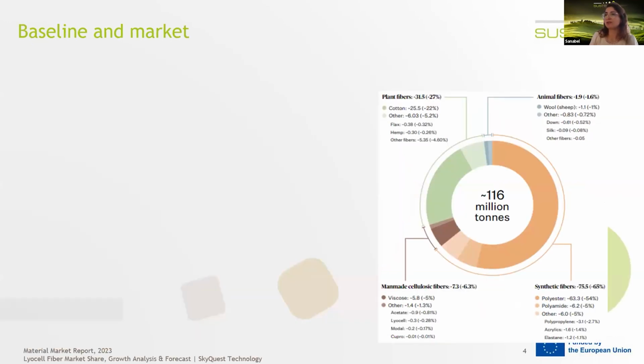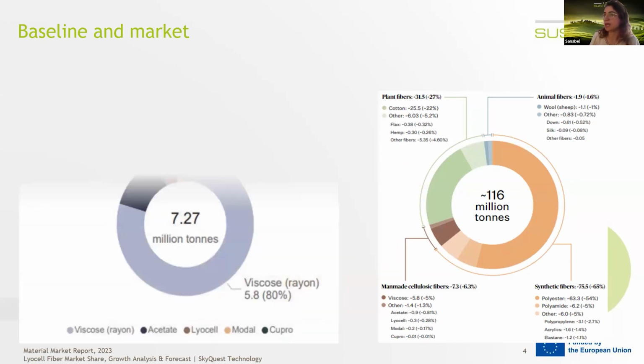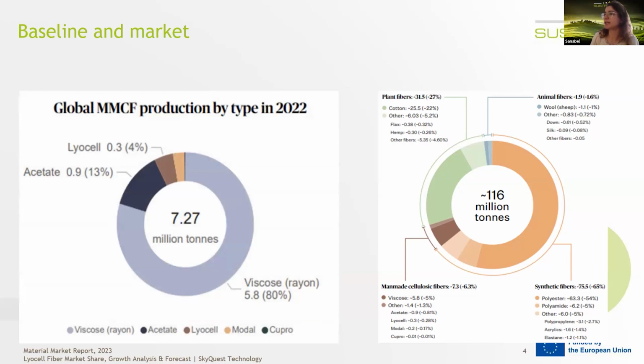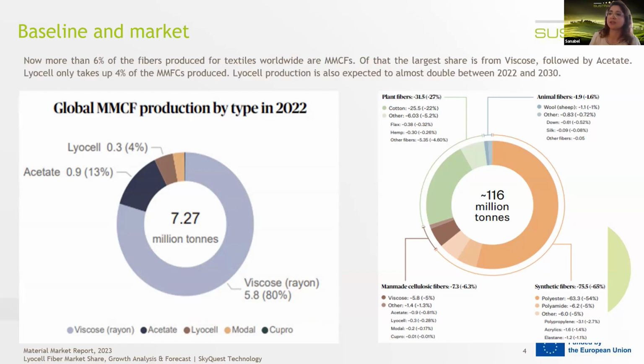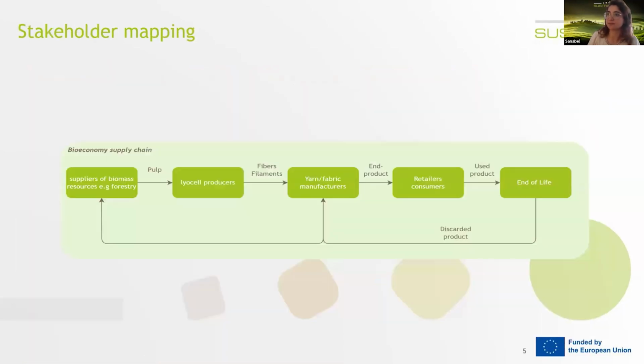Looking into the market of man-made cellulosic fiber, we can see now that only 6% of the fibers used in the textile industry is man-made cellulosic fiber. If we take a deep look, we can find that lyocell is the third man-made cellulosic fiber produced, with only 4% of the man-made cellulosic fibers used in the textile industry. Currently, Asia is the biggest producer of the lyocell market, with 70%.